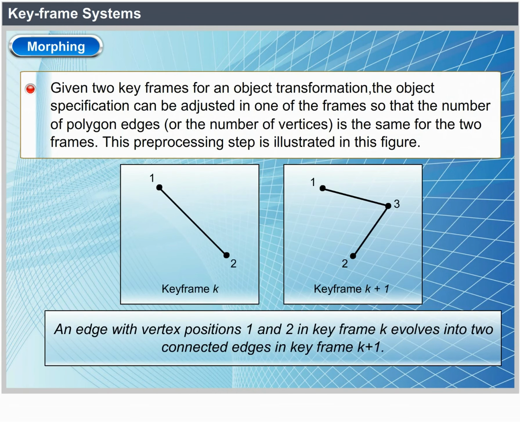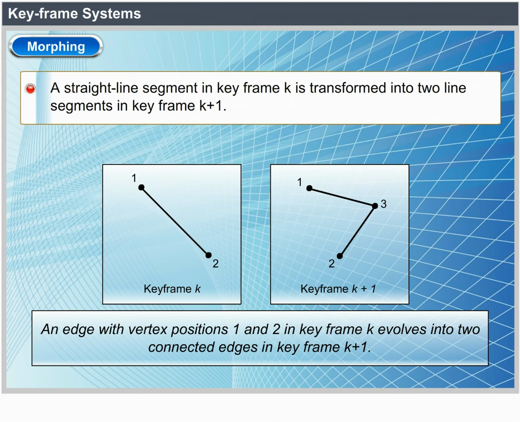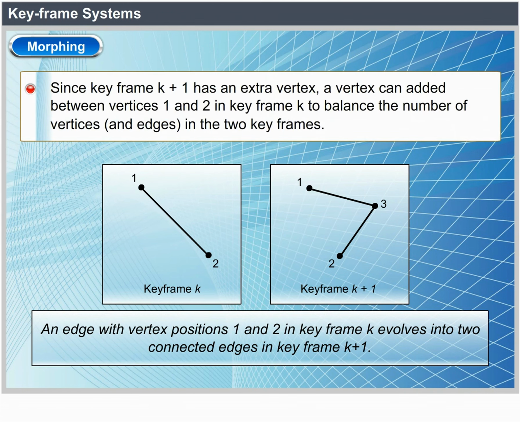Given 2 keyframes for an object transformation, we first adjust the object specification in one of the frames so that the number of polygon edges or the number of vertices is the same for the 2 frames. This pre-processing step is illustrated in this figure. A straight line segment in keyframe K is transformed into 2 line segments in keyframe K plus 1. Since keyframe K plus 1 has an extra vertex, we add a vertex between vertices 1 and 2 in keyframe K to balance the number of vertices and edges in the 2 keyframes.